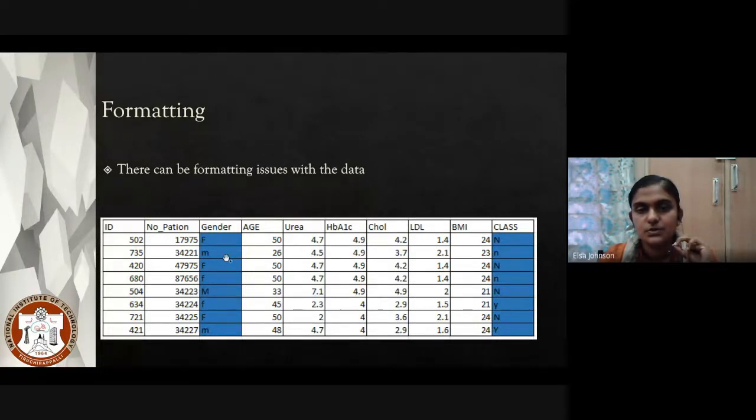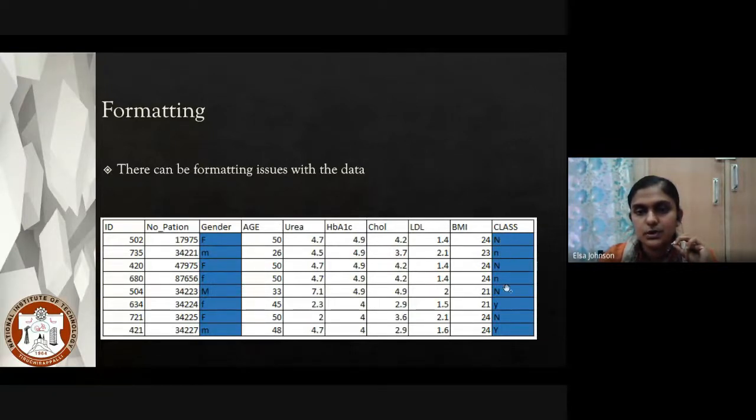Formatting. These issues come when, for the same kind of information, different formats of data come in. It's usually seen in the target class, that means the outcome, whether you have diabetes or not. N represents you don't have, and Y represents you have diabetes. For the no class, capital N as well as small n is coming. This Python program is case sensitive.